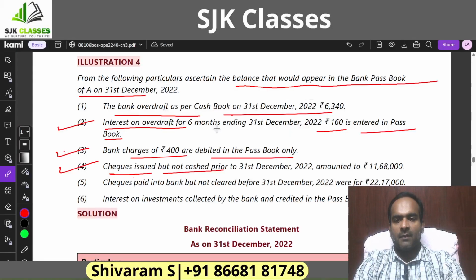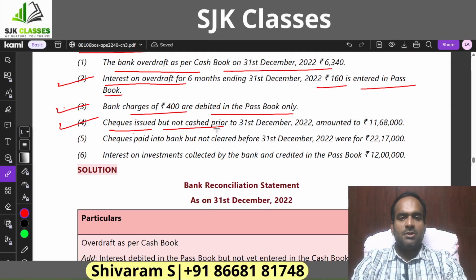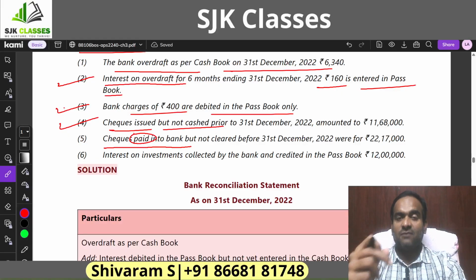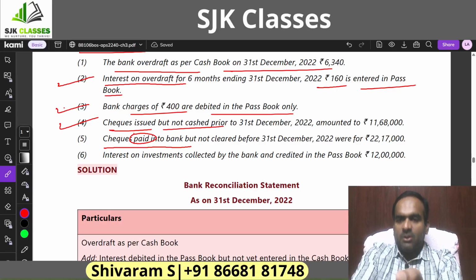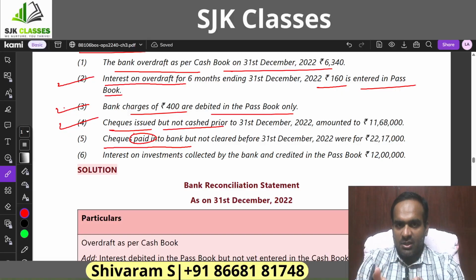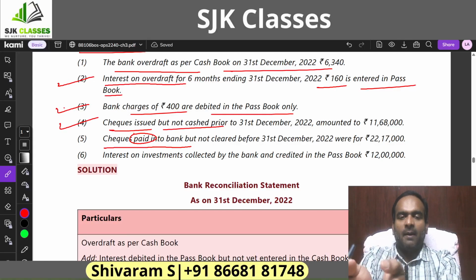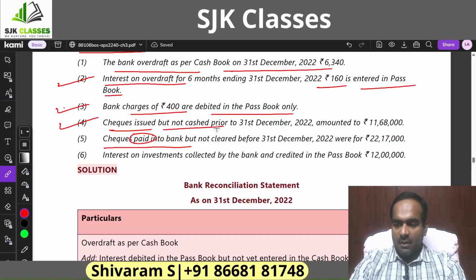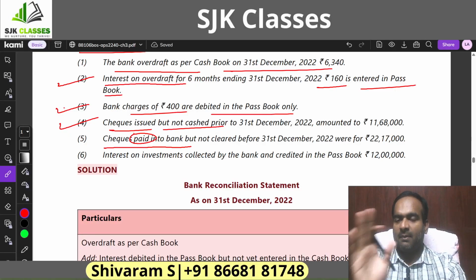Let's move on. Next one. Checks paid into bank. Look at this word. Checks paid into bank. That means what? By seeing this word paid, don't presume it's a case of payment. Checks paid into bank means it's a case of deposit. We are paying into the bank now. I should have got the check, only then I can give it to the bank. So paid into bank is nothing but deposit. Sometimes students get confused here by seeing the word paid. They presume it to be a payment. It's not a payment here.